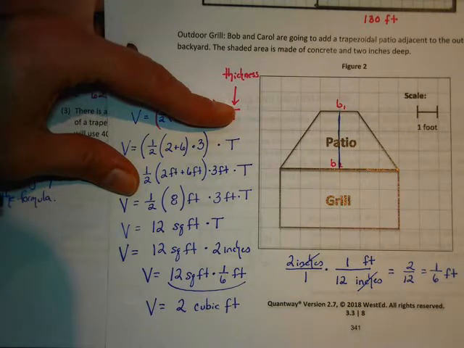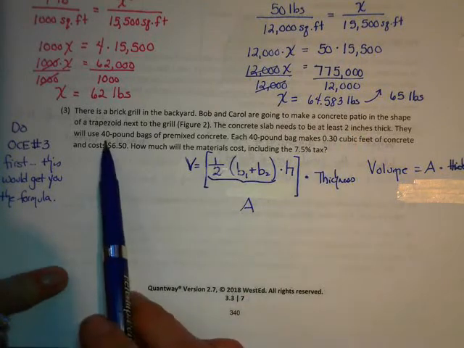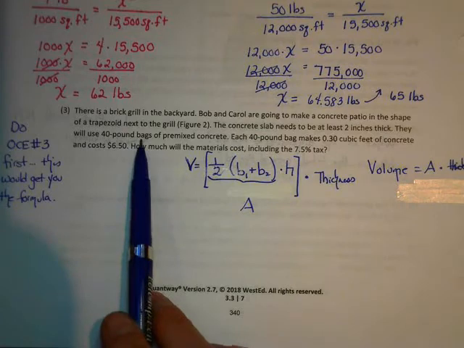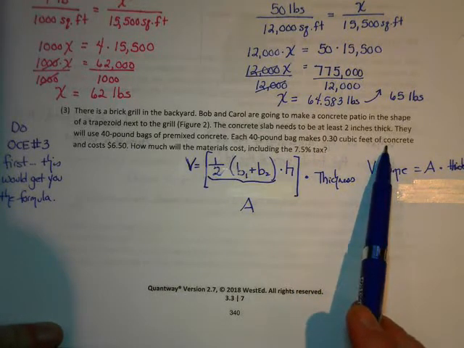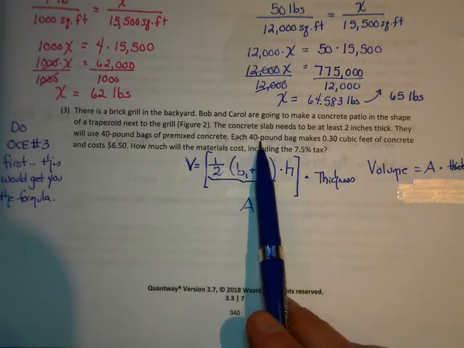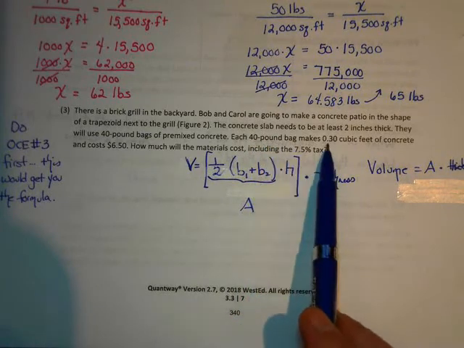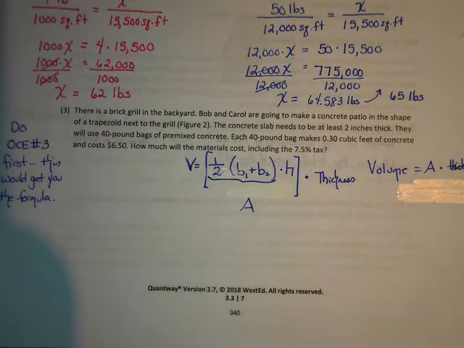All right, so now let's look at the problem. So it says they have a 40-pound bag, like one bag is 40 pounds, and it's going to make 0.3 cubic feet of concrete. So one bag, you know what, it really doesn't matter how many pounds it is. We just want to know one bag covers 0.3 cubic feet. It doesn't really matter the pounds. They're trying to trick us with that. So one bag is going to cover 0.3 cubic feet.